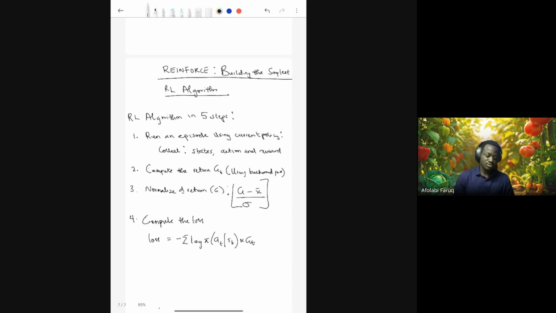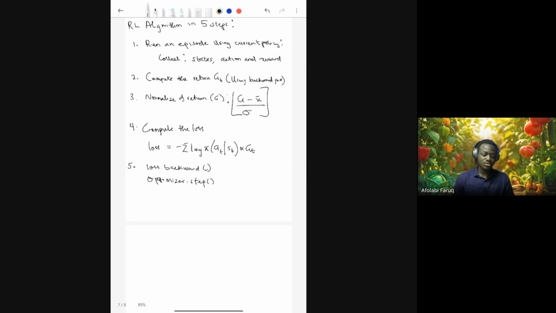So then the next thing is backpropagation, and then the optimizer. I believe if you are not new to PyTorch, you must have seen this when training any PyTorch module. So look at what the neural network will look like.